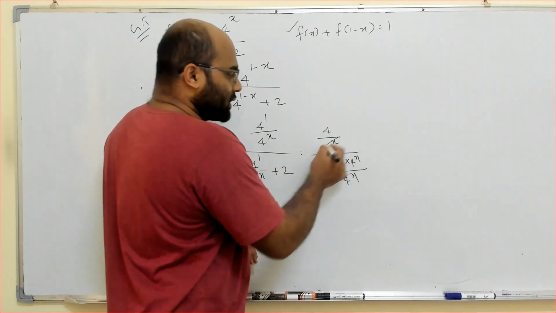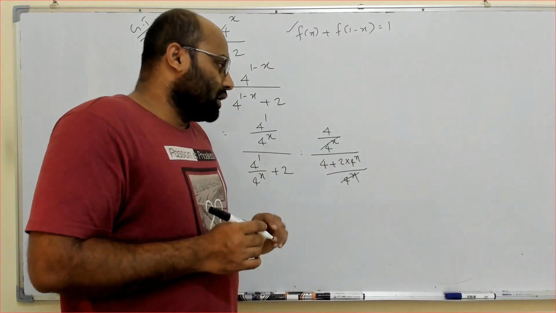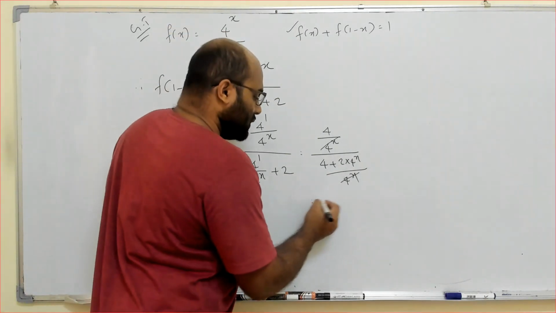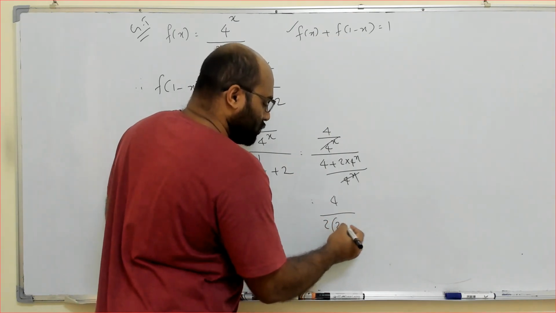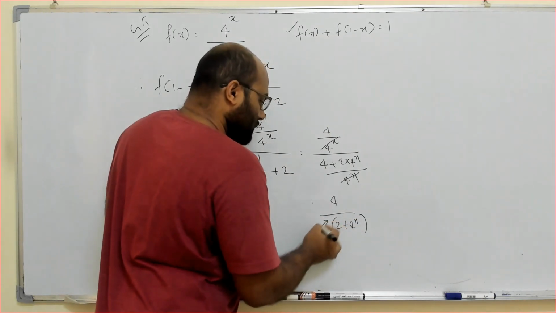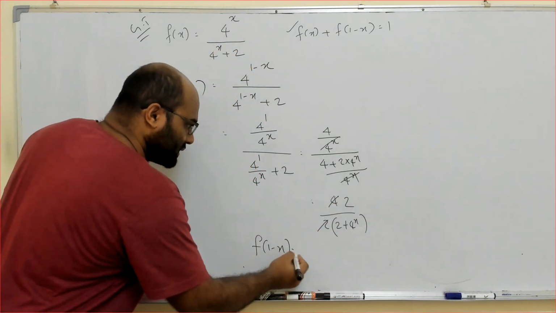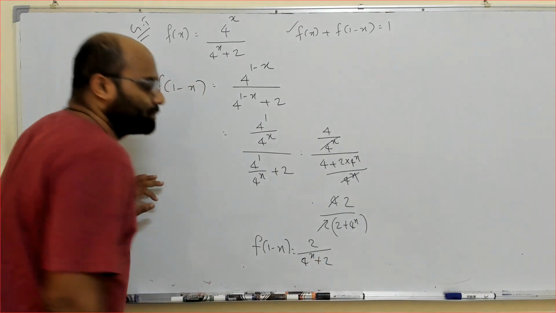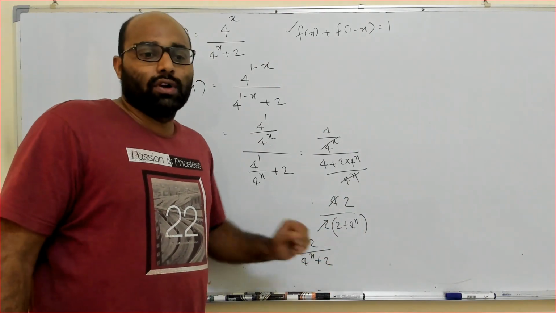So 4 raised to x and 4 raised to x we can cancel. From the denominator, 2 you can take outside. So 4 by 2 into 2 plus 4 raised to x. This and this cancelled. So what did I get? F of 1 minus x, I got 2 by 4 raised to x plus 2. Is it 2 by 2 plus 4 raised to x, or 4 raised to x plus 2?